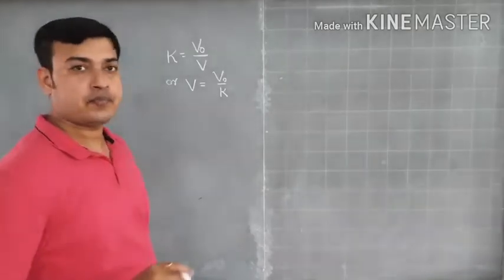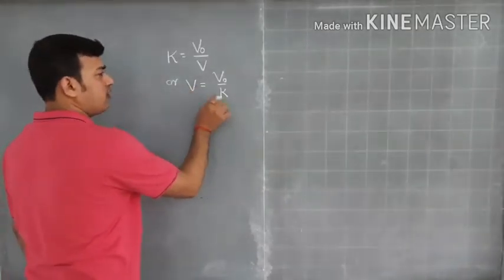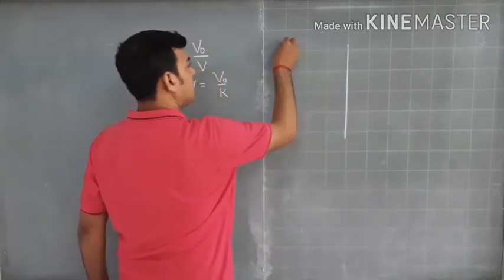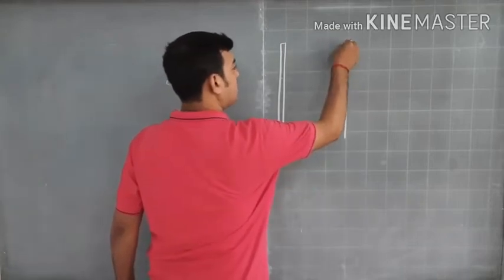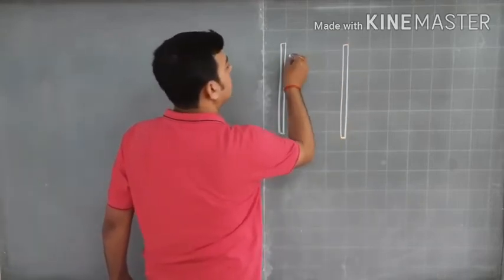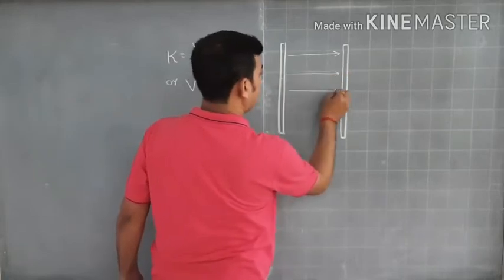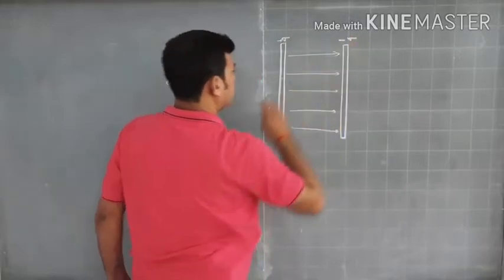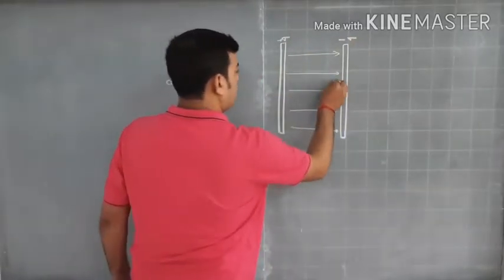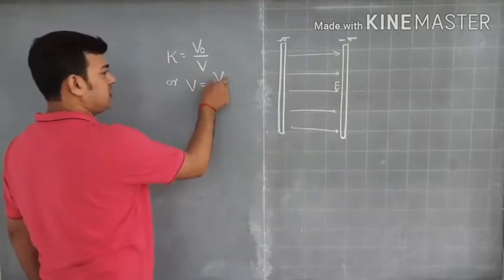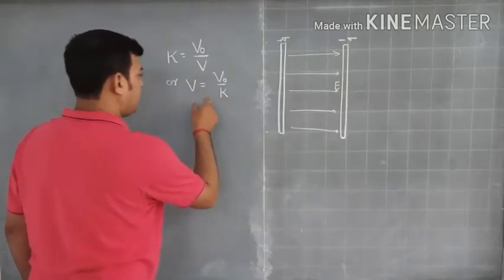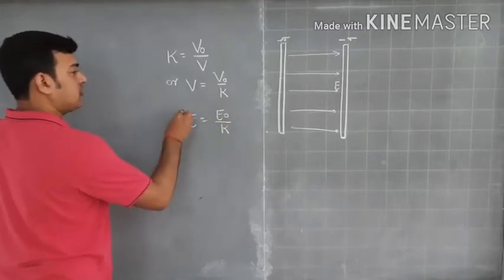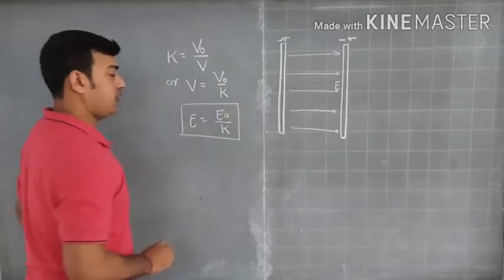Now, I am just taking a parallel plate capacitor right here, and this is the electric field. This is plus sigma and this is minus sigma. These are the charge densities. So the potential difference decreases by a factor K. It means that the field must decrease by the same factor as the potential.